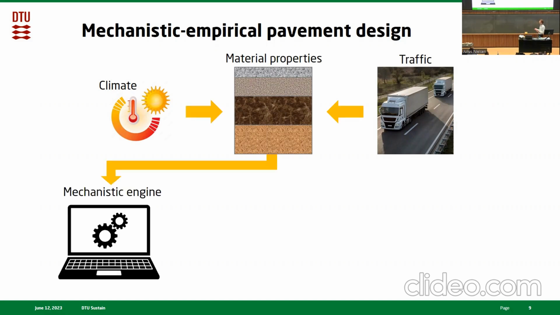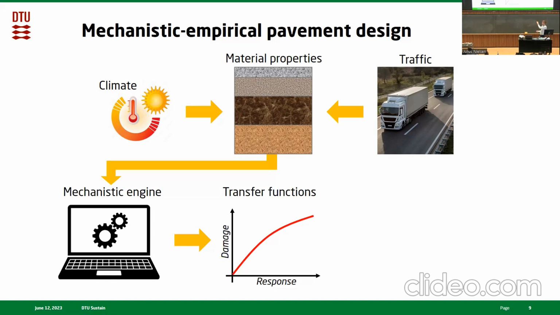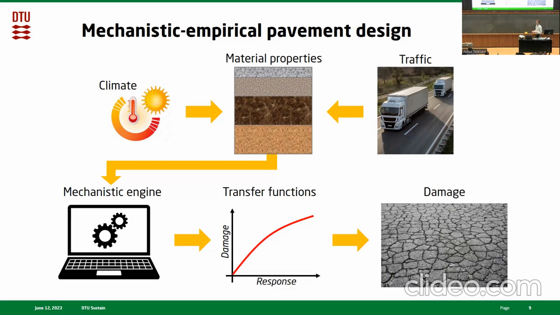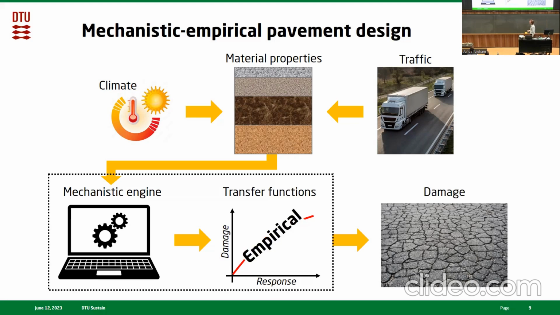All this information goes into what we call a mechanistic engine, or a computational model or tool, if you will, that calculates these critical responses I showed you before. And then we have some empirical formulas called transfer functions that translate responses into damage. In the end, we can calculate how damage develops, or how long we can expect the pavement to last until we see a certain level of damage. It's called mechanistic empirical because we have two components, a mechanistic part and an empirical part. And what we want to develop here is a mechanistic part.